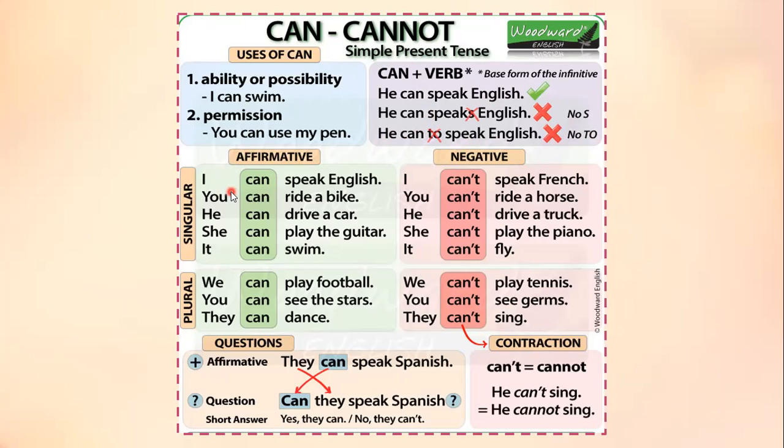So, then we have affirmative sentences in singular and plural, and negative sentences in singular and plural too. So we're going to have, let me see, Rolando, can you read these examples, please?